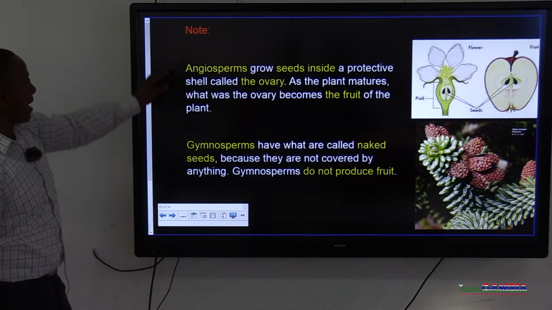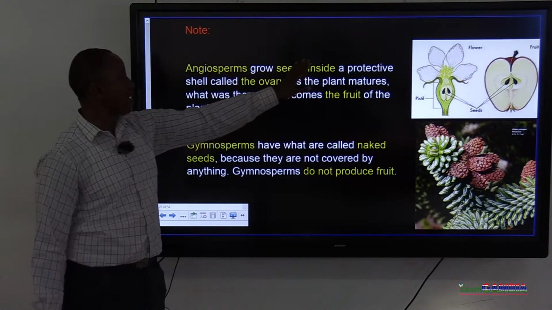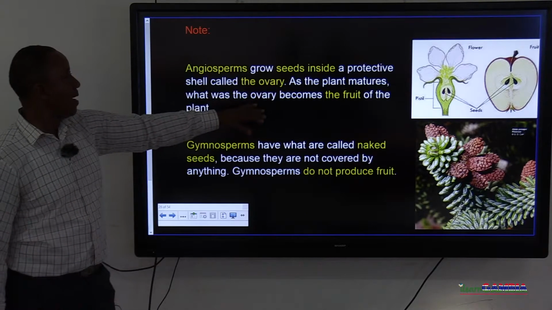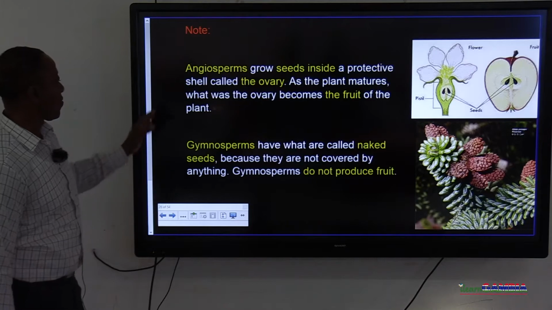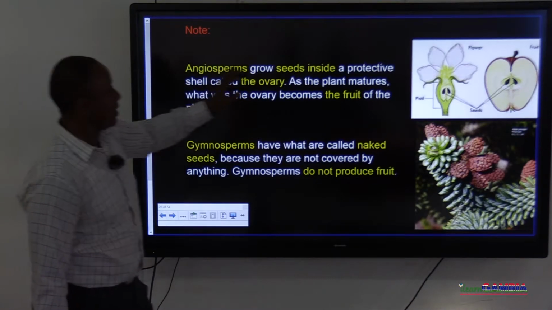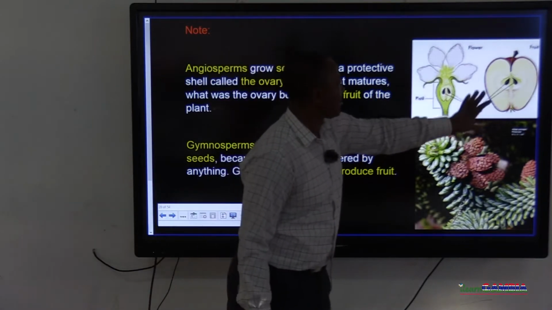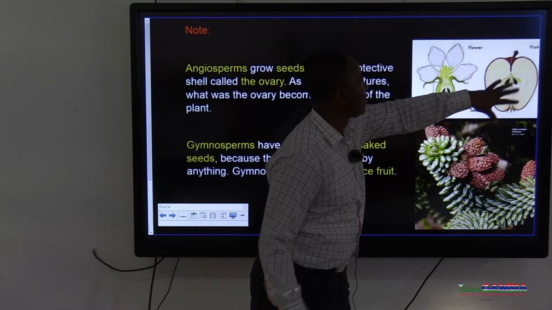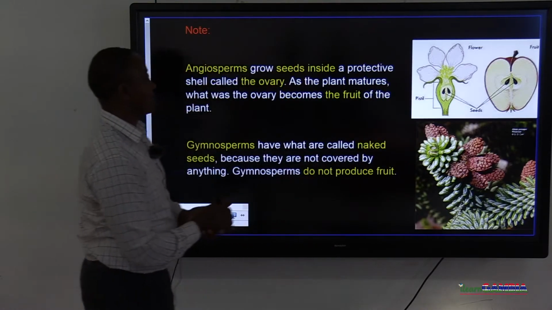Let us note that angiosperms grow seeds inside a protective shell that is called the ovary. As the plant matures, what was the ovary becomes the fruit of the plant. So this is an angiosperm because the seed grows inside the fruit. The fruit envelopes or protects the seed.